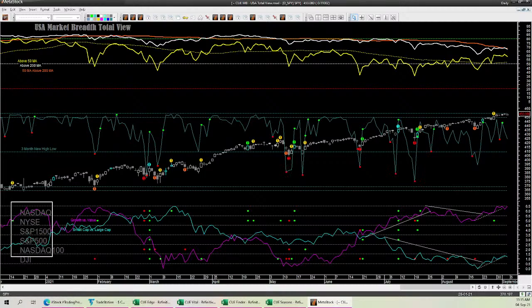And if we look at the last part of the market breadth, the US market breadth total view, that is calculated based on the two composites and four major indices together. Here also the yellow line, percentage of stocks above 50 MA, is in an uptrend now at the right edge. Percentage is around 60% level.